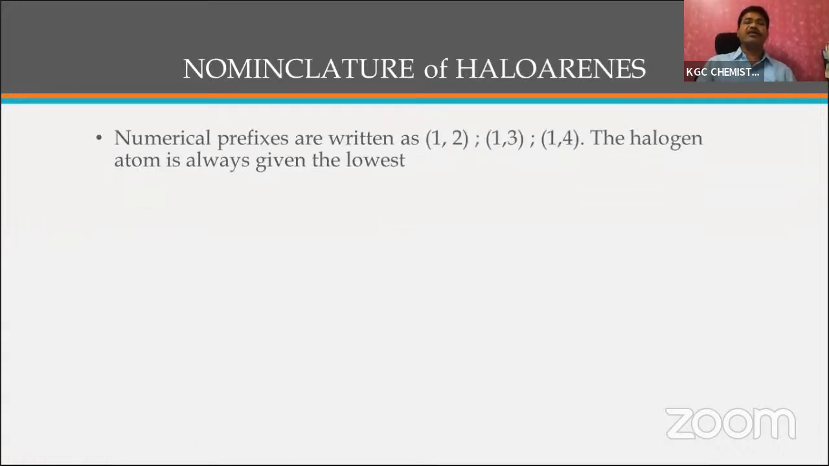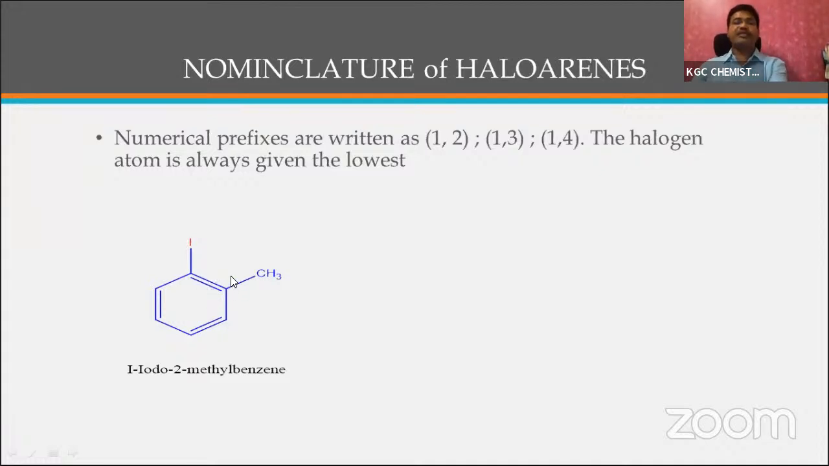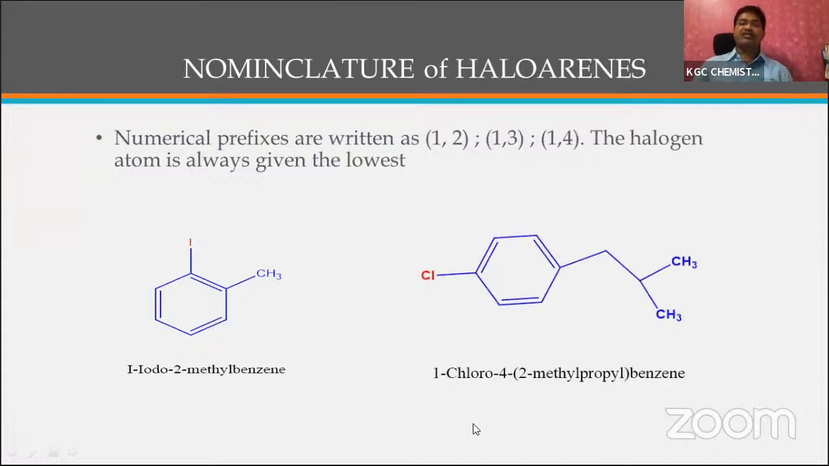For example, let us take this, we call it 1-2 position, 1-3 position, 1-4 position, like this. Suppose this is the compound, this we call 1-iodo-2-methylbenzene. Because we are giving the preference to the halogen, that's why this is the first carbon, and this is going to be the second. Now, what is the name here? We have to give the preference to the halogen. That's why this is going to be 1-chloro, and here this is going to be the fourth position.